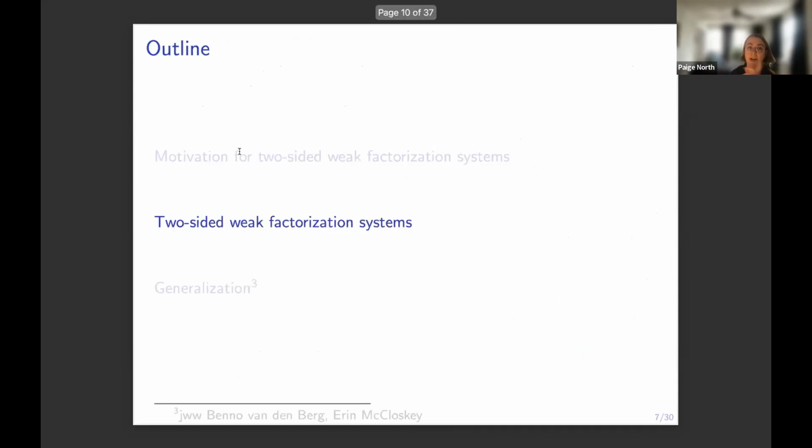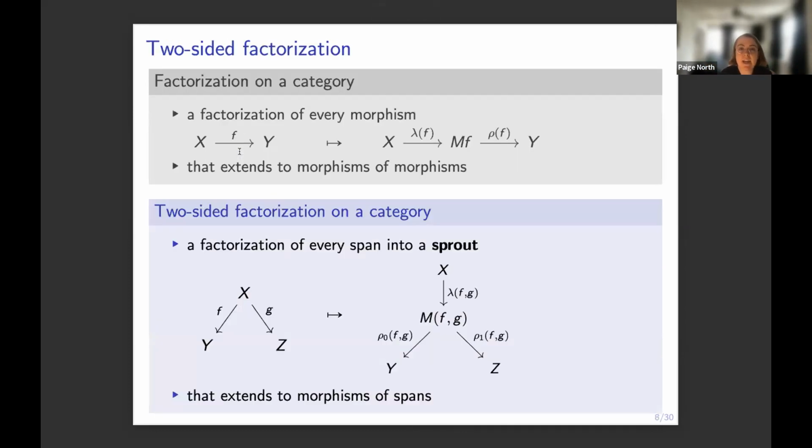Let's see. All right. So that was a bit of the motivation and a review of how things work in the normal weak factorization system case. So now I'm going to talk about two-sided weak factorization systems. And here I'm going to compare this theory to the usual theory of weak factorization systems by putting the classical weak factorization system material in gray boxes and the new material in blue boxes so that we can compare it easily.